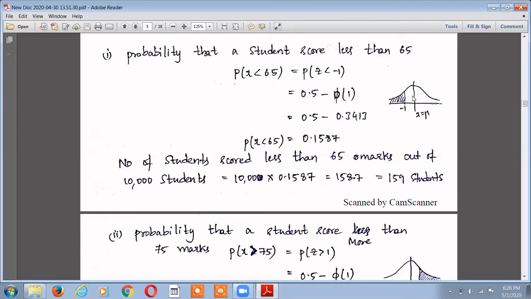We take the complete area in the second quadrant. This is the first quadrant and second quadrant. We take the area below the standard normal curve in the second quadrant minus the area below the curve from 0 to minus 1. So in the second quadrant, the area is 0.5 minus pi of 1. Pi of 1 means the area between z equal to 0 and z equal to minus 1. So this is pi of 1.